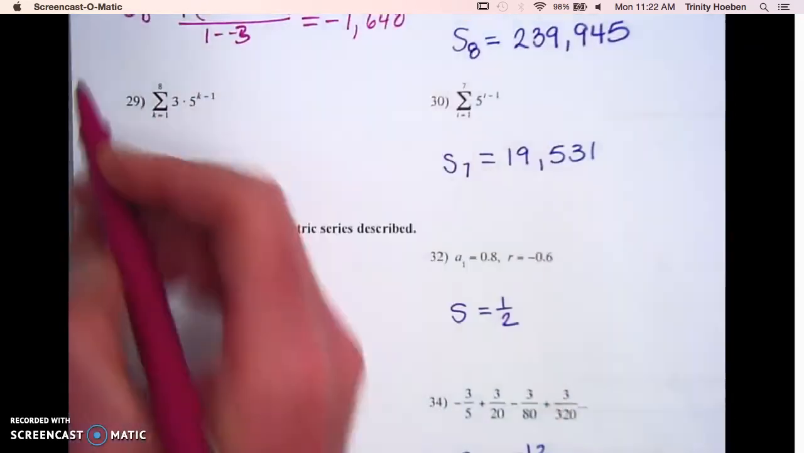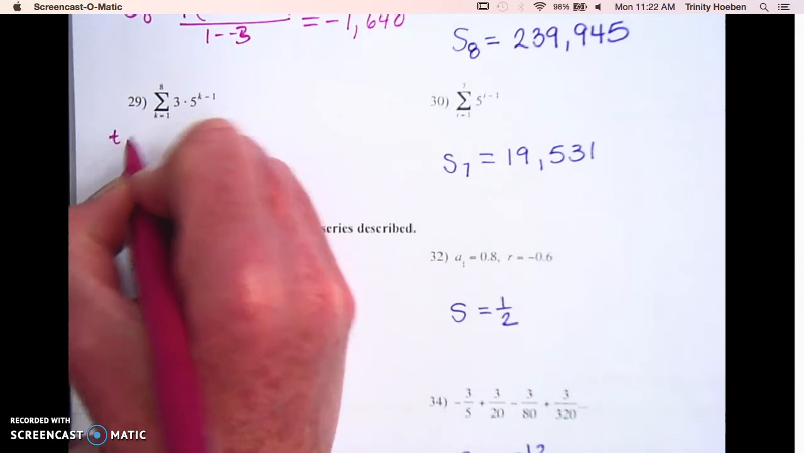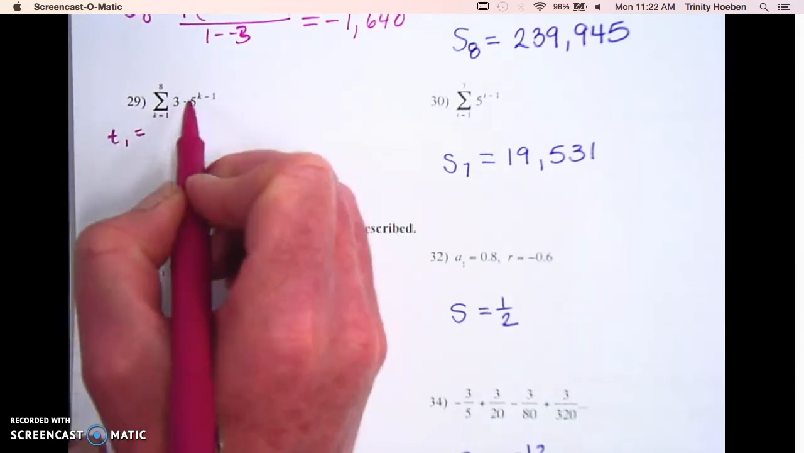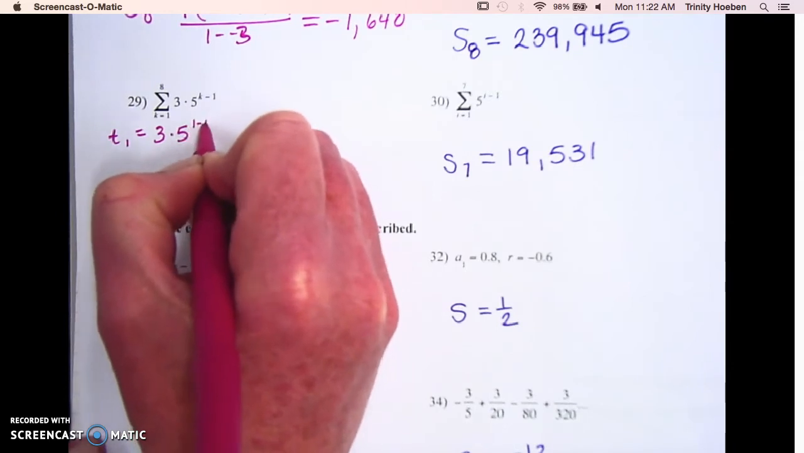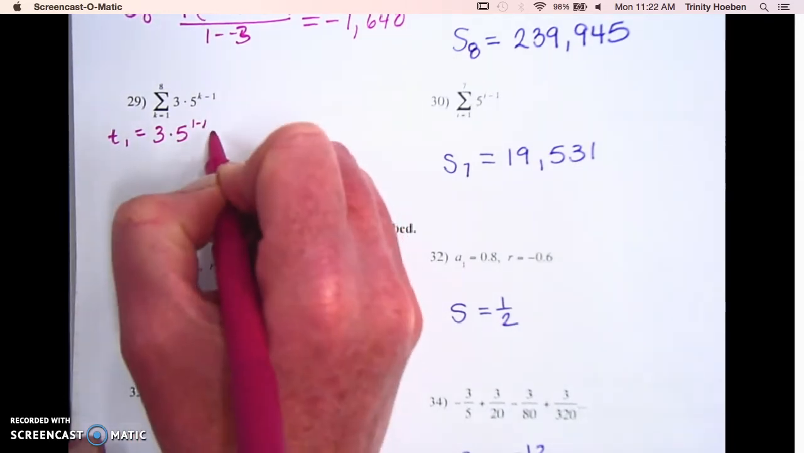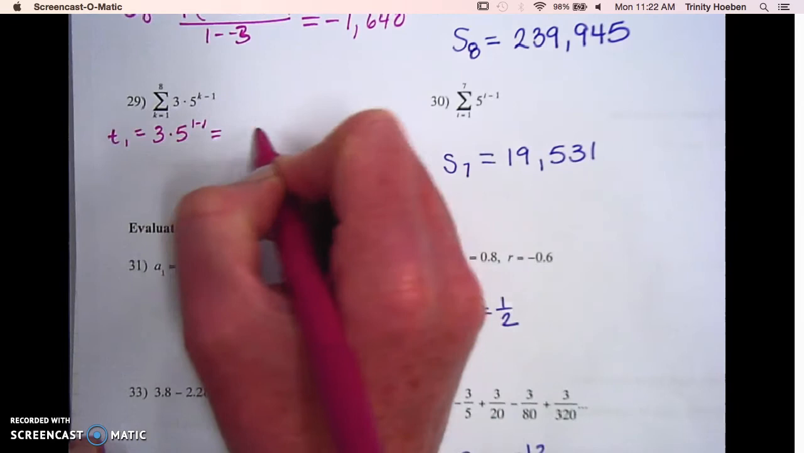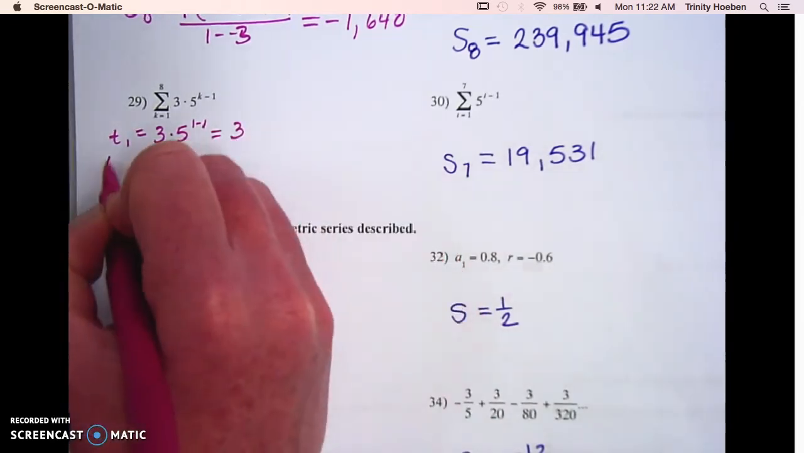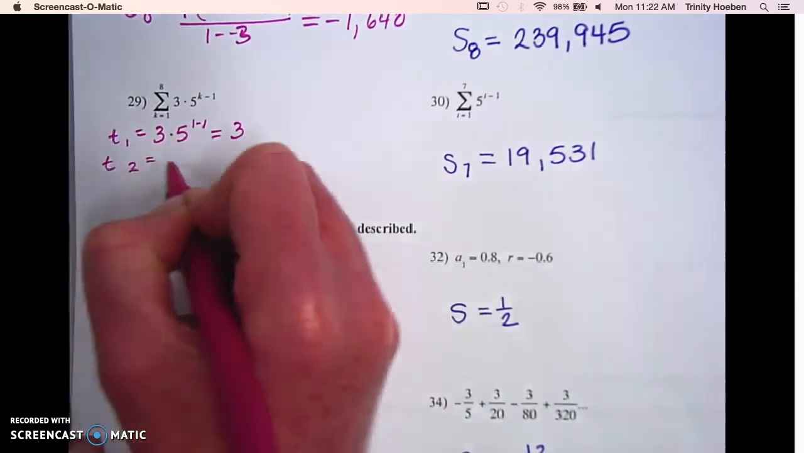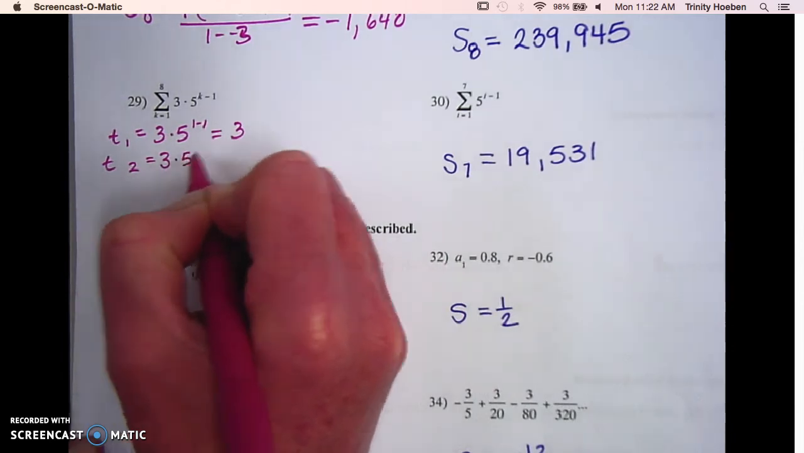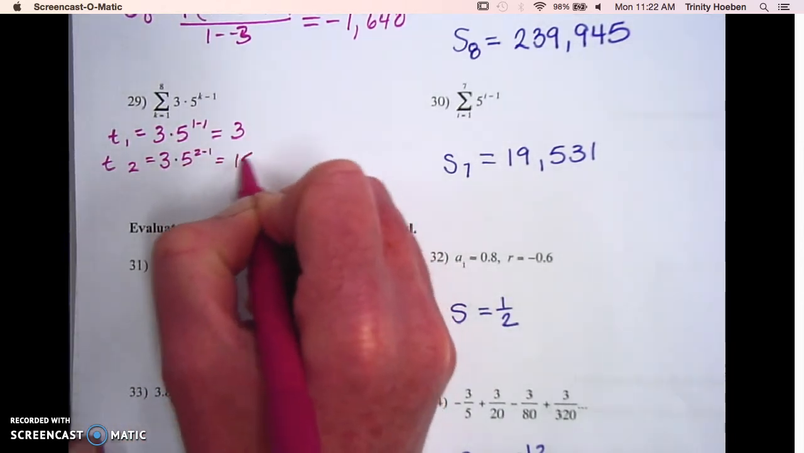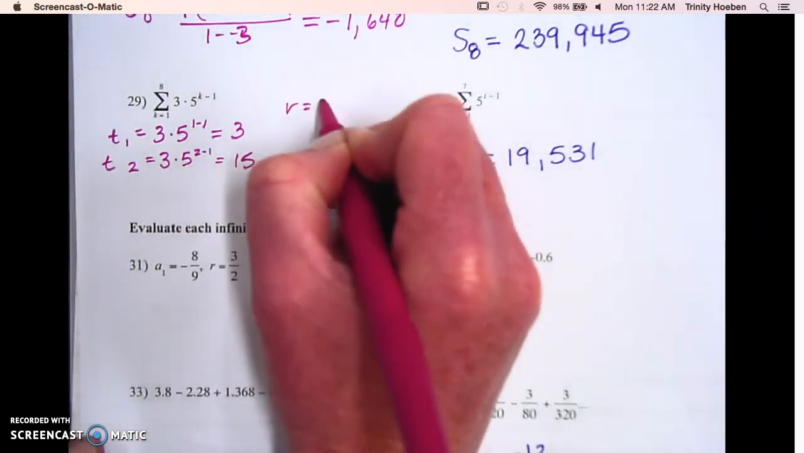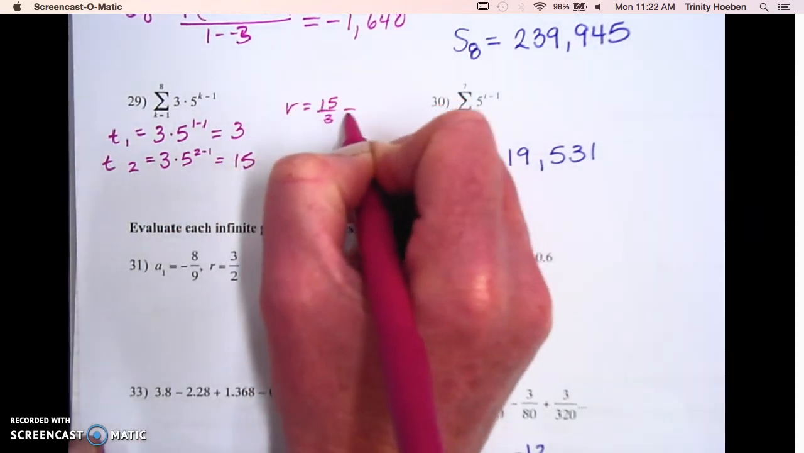For number 29, we need to get the value of the first term. So we plug in 1 right here. So we're going to have 3 times 5 to the 1 minus 1, which is 0. Anything to the 0 power is 1. So 3 times 1 is 3. Then we need to get the value of the second term. So 3 times 5 to the 2 minus 1. And I got 15. So to get the common ratio, we go 15 divided by 3, which is 5.